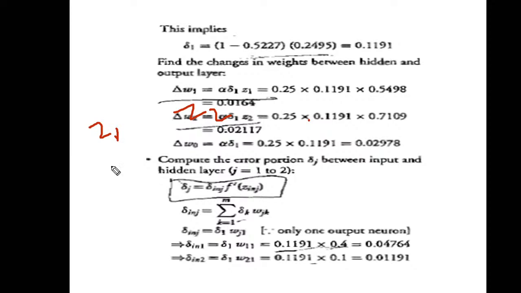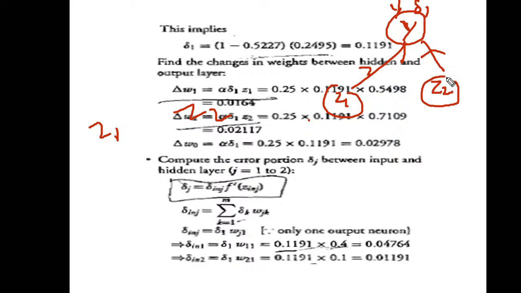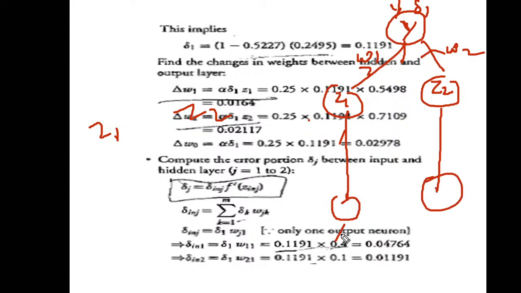See here, if you look carefully at the direction, this is y, and from y this delta 1 is coming. This is z1, and this is z2, with weights w2, w1. Here we have x1 and x2, and this will be v11, this will be v22. Similarly, the other weights are going there, and one bias is there.